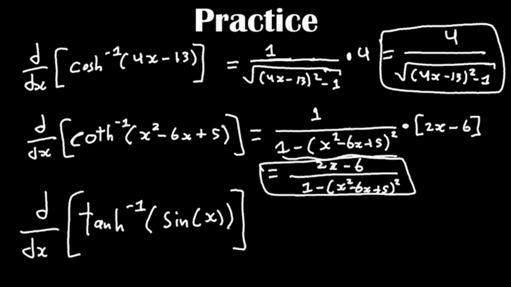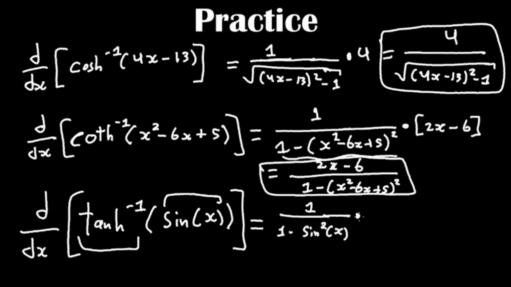Alright, so the derivative of the inverse hyperbolic tangent of sine of x. So our outside function is inverse hyperbolic tangent, and our inside function is sine of x. So what's the derivative of our outside function? The derivative of inverse hyperbolic tangent is 1 over 1 minus x squared, but we are evaluating that at the inside, so that's sine squared. And then what's the derivative of sine? That's just cosine.